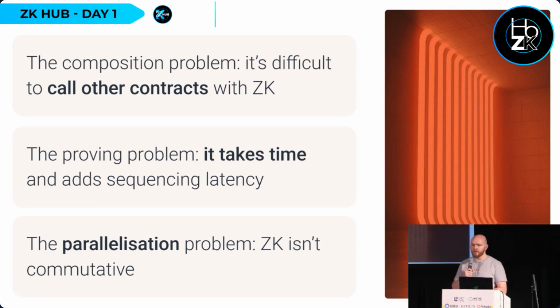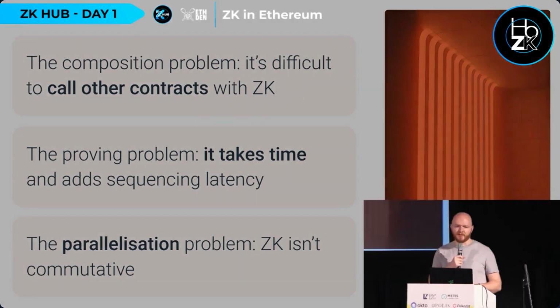There's the proving problem, obviously. It takes time to generate the proofs. It adds sequencing latency if you have to wait for the proof to be sequenced. And then there's the big one, which is the parallelization issue, which is kind of like that ZK isn't commutative in some way. So let me get into more depth for each of these problems, how we solve them at Hyle. And that's what we're doing with pipeline proving.